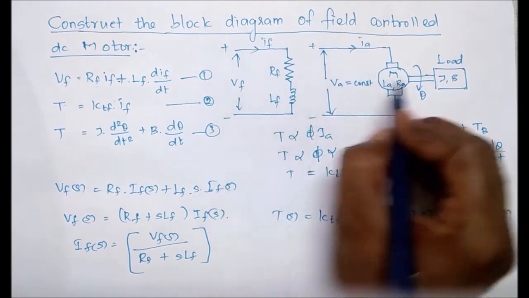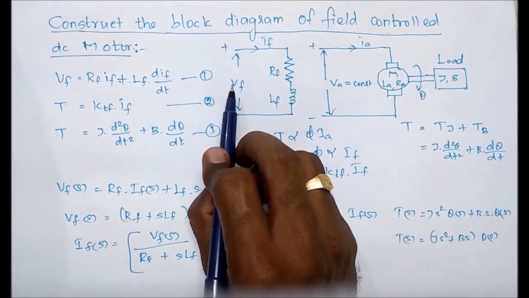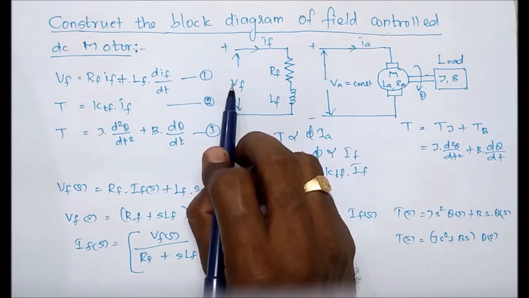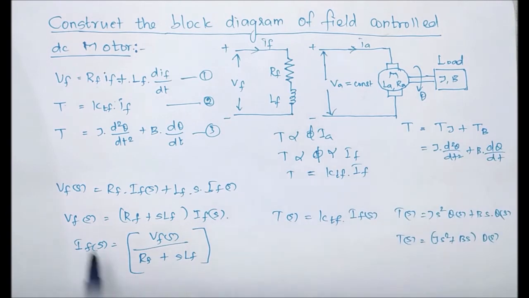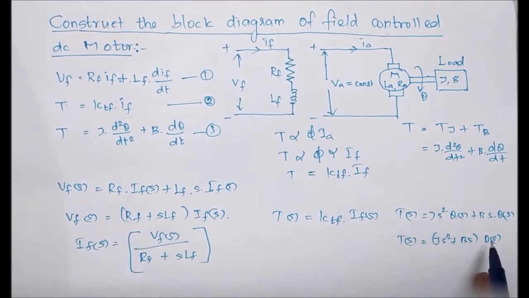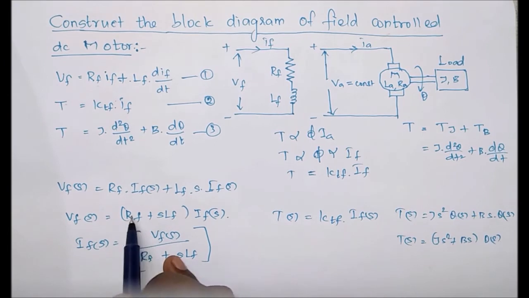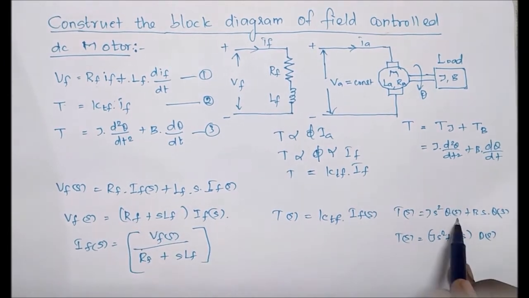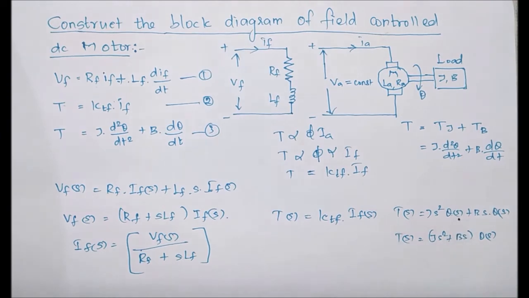In the final block diagram, the input will be the field voltage and the output will be the angular displacement. Therefore, in the final block diagram, Vf of S will be the input and theta of S will be the output. Accordingly, we have to construct the individual blocks. From these equations, we can construct separate blocks.